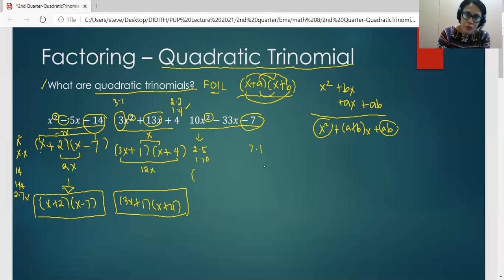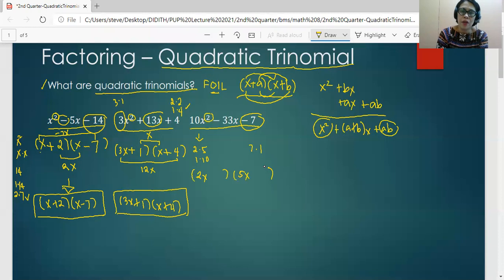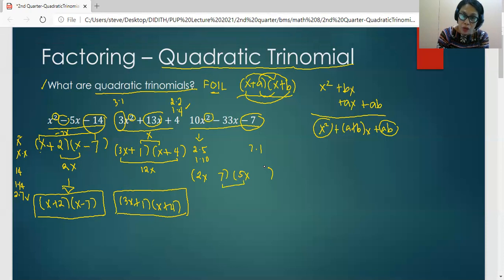Now, we have two binomial factors. If we're going to consider, for example, 2x and 5x, okay? Now, we have 7 here. So, let us disregard the sign first. Let's consider the factors of 7, which are 7 and 1. And if we place 7 here, take note that these are the inner terms, and the product of these inner terms is 35x. And 35x is near negative 33x.